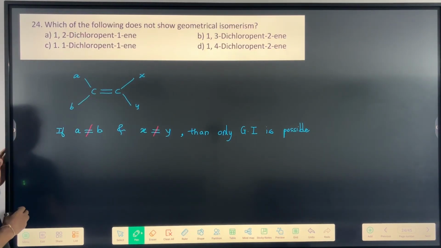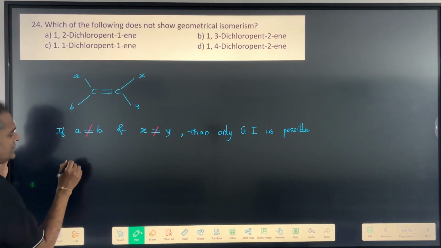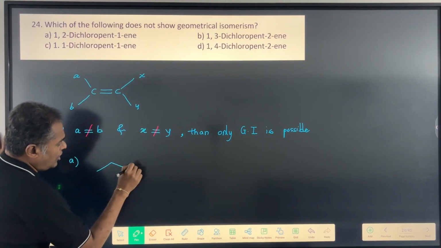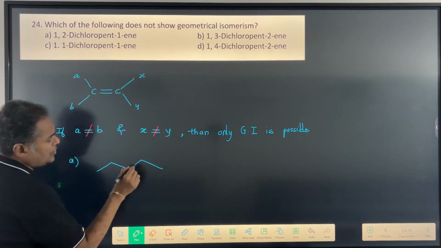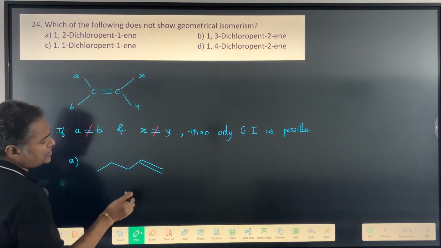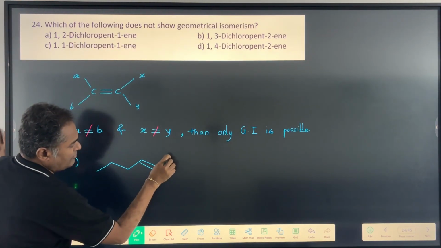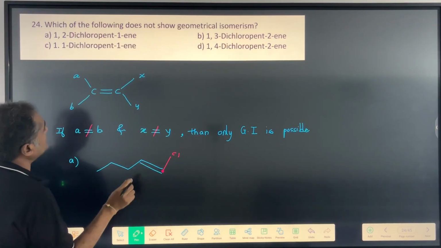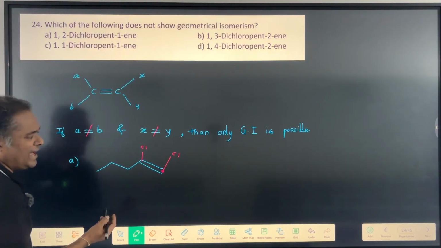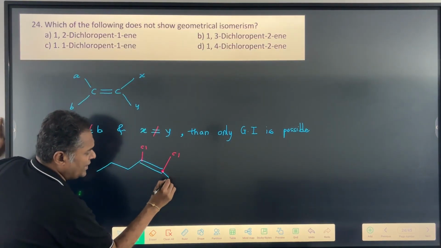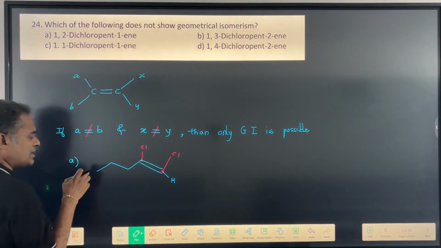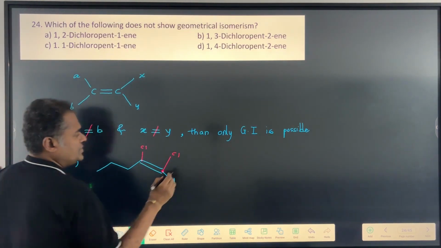So now let's take an example, child. Our first example is nothing but what? The first one, pent-1-ene. When you draw a pent-1-ene in a bond line, you have got over here a double bond, yes, 1, and for that first position you have got one Cl, and on the second position you have got one Cl. So now if you see, this compound has got one H and one Cl. Here also you have got one Cl and one H. This compound will show geometrical isomerism.